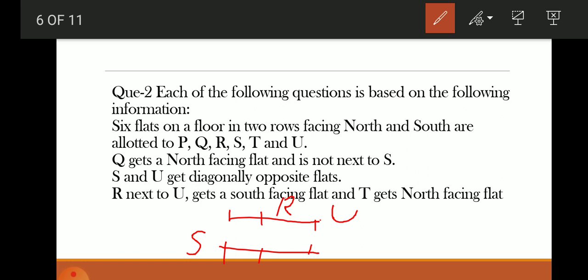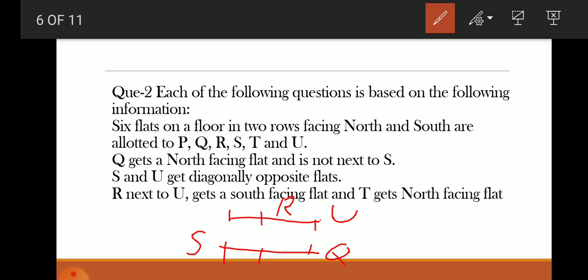One more sentence: Q gets a north facing flat and is not next to S. That means Q has a north facing flat. Only 2 spaces are vacant, next to S and next to that, but Q is not next to S. That's why Q must be here. Q must be here because it is not next to S.